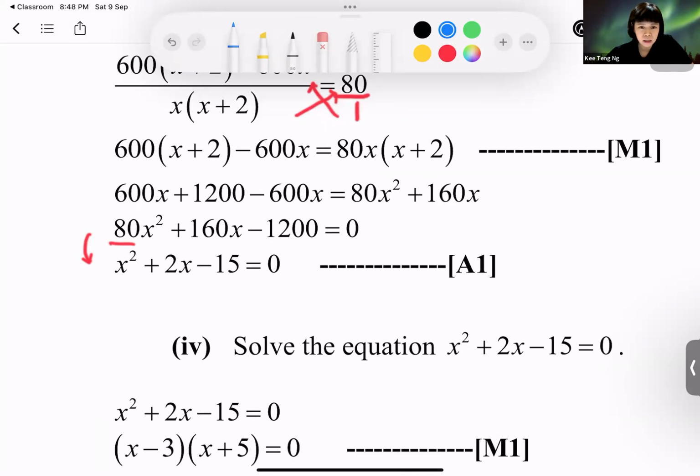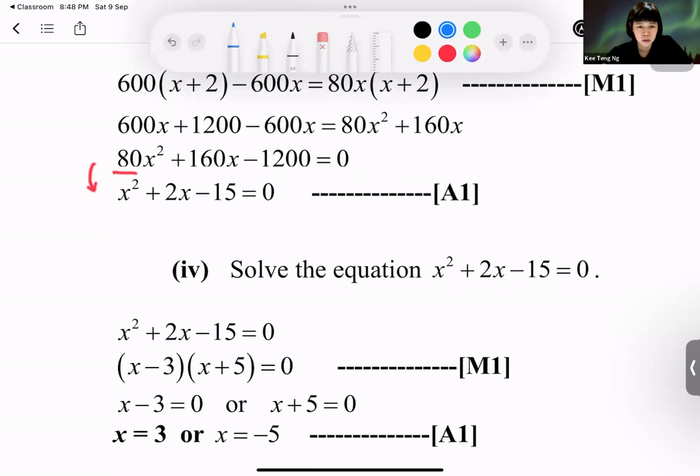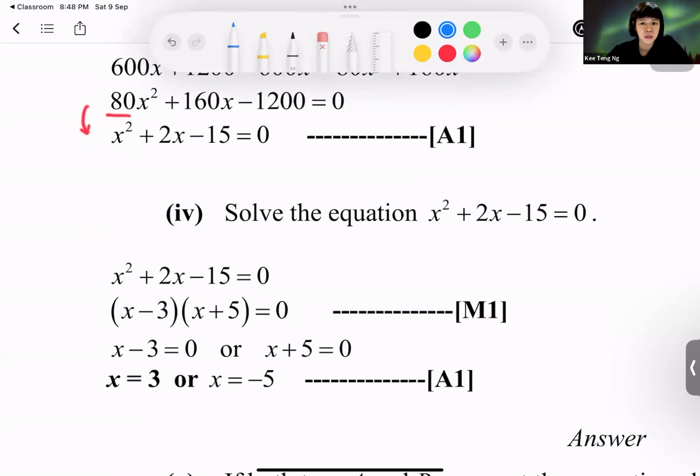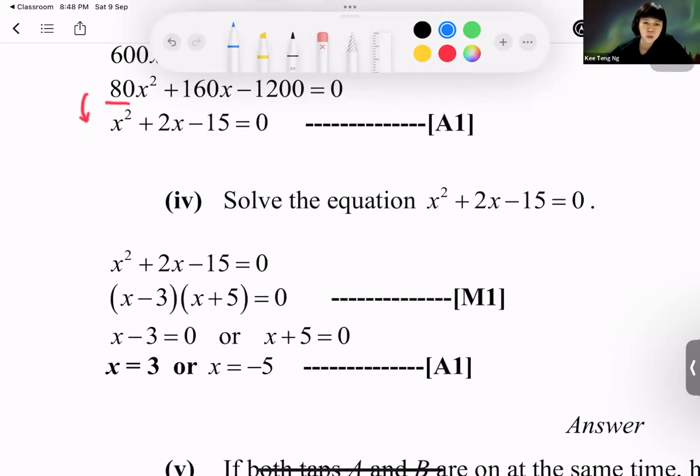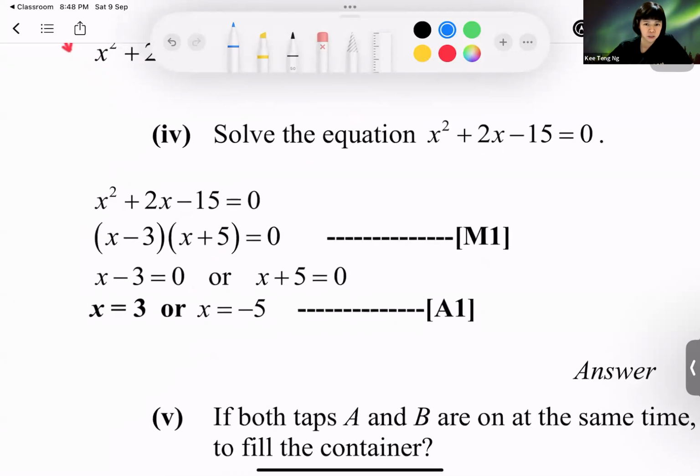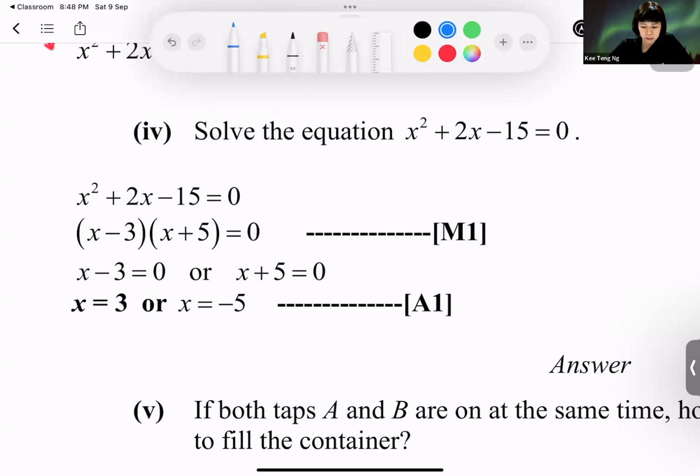Okay, given that in the case, if you can't find your answer for part 3, you can still find the answer, solve the equation in part 2. For Sec 2 level, it's quite simple and straightforward. You just need to do a factorization. Make sure you show your working, please.